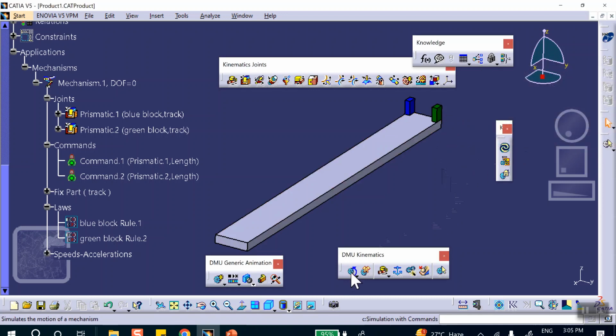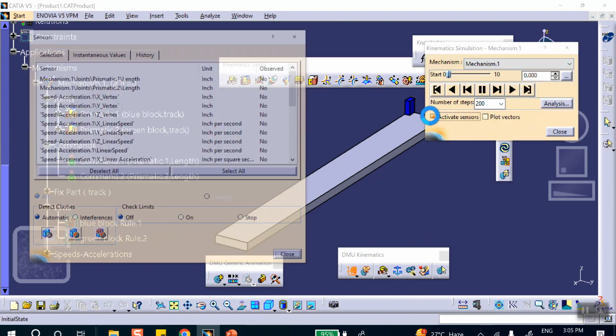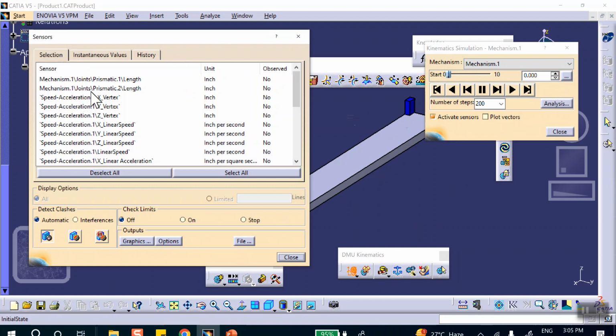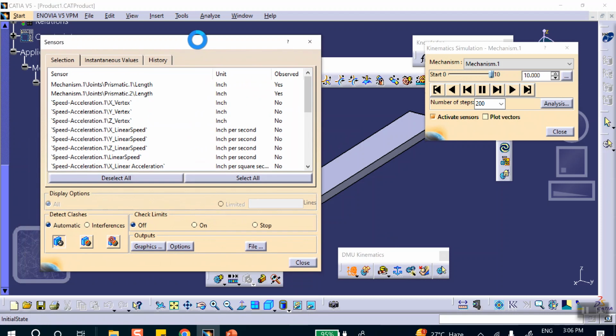And simulation with laws, you go there and then activate sensor. Notice that these are the 2 joints that I want to check my work against. So say yes and yes, these are both yeses. I don't need any information about the velocity of this point or anything. I just want to make sure that the positions of these 2 joints are exactly what I inputted. So just play it. This is the racing, remember? And then it's going to go fast. Yeah, very good. So graph it.